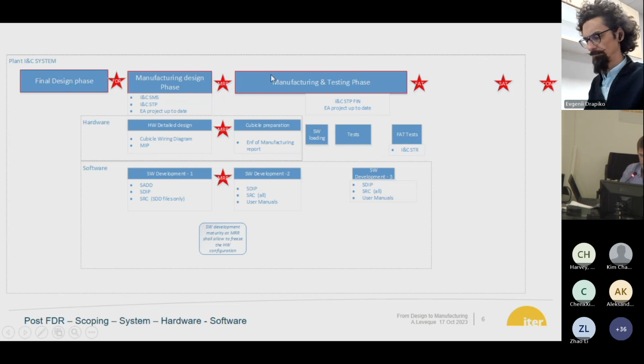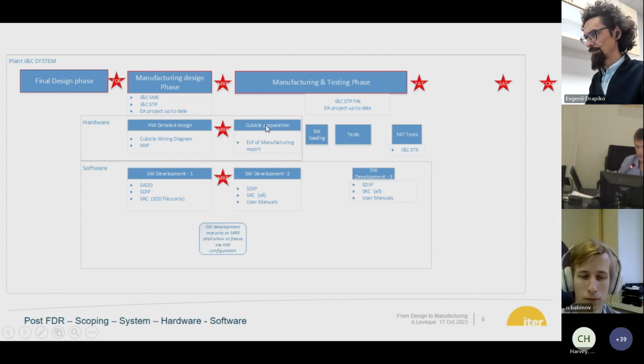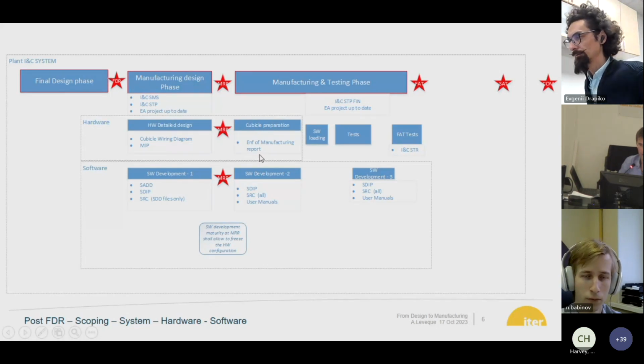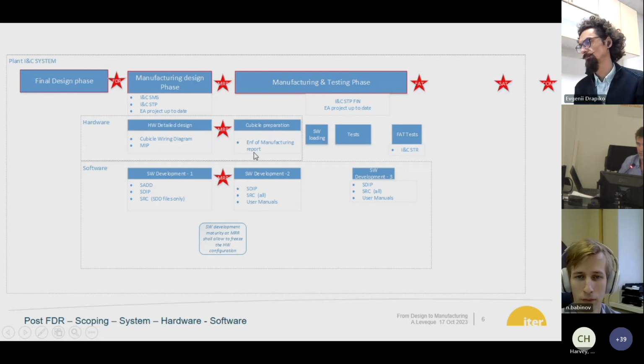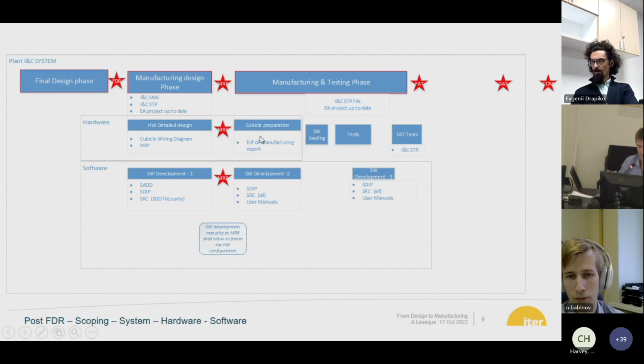Okay, and after the MRR, we will arrive to the manufacturing and testing phase. For the hardware, it means that we prepare the cubicle, we mount the hardware components in the cubicle, we wire them together, and we prepare everything. We test that everything is installed according to the plans, and then that's the end of the hardware aspects.